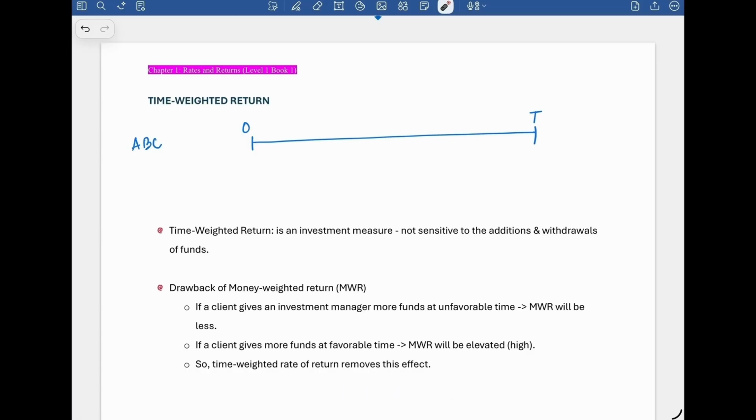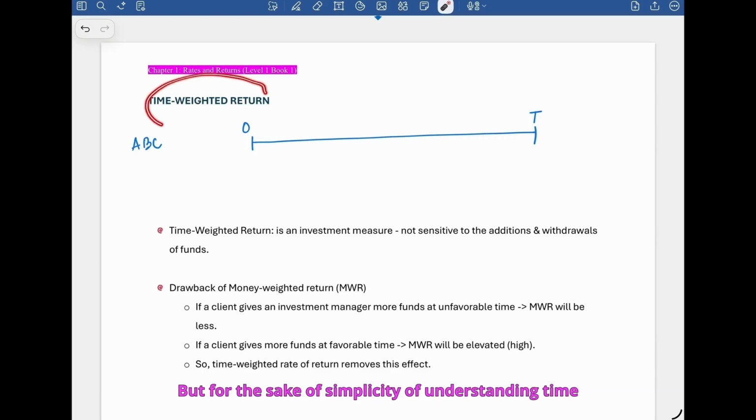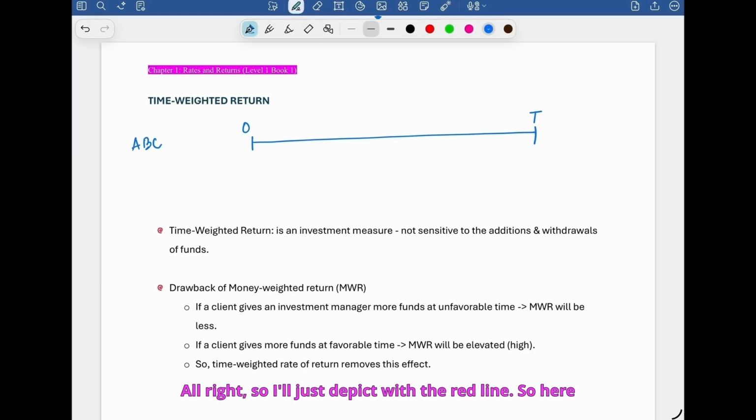Once you know that, for the sake of simplicity of understanding time weighted return, let's also assume that there is only one investor. In real life, there will be many investors, and every day people will be investing and withdrawing consistently. But for the sake of simplicity, as given in your book, let's assume there is only one investor, and during this time period, he or she is withdrawing or adding money. So I'll just draw a line like this, which could mean either addition or withdrawal of money. I'll just depict it with the red line.